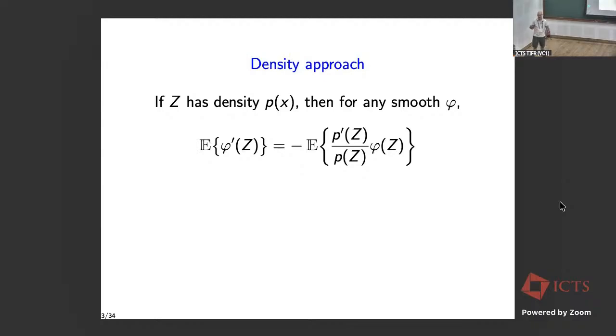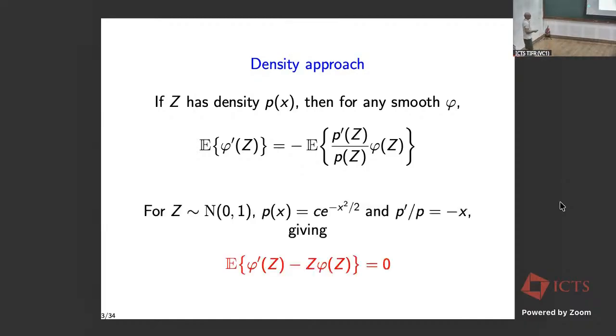So for all the standard univariate continuous distributions, you can try this out and get an operator of this form. For the normal distribution, as we've seen yesterday, P prime over P is just minus X, so you get back the regular Stein operator for the normal distribution.